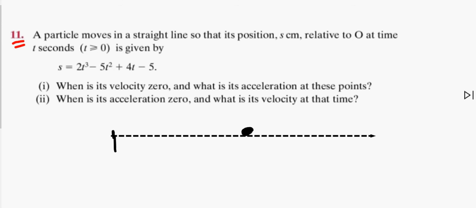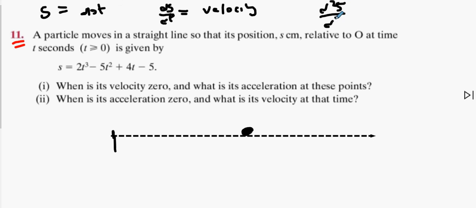Okay. So here's a rule for you. Okay, you ready for this? If the original formula is distance, the first derivative is velocity, and the second derivative is, take a guess, acceleration. That cool, you guys? All right. When its velocity is 0, what is the acceleration at this point? No bother. What I'm going to do is differentiate this twice.